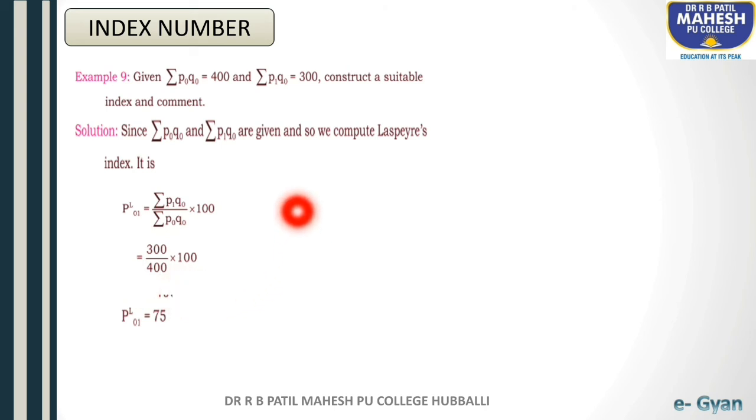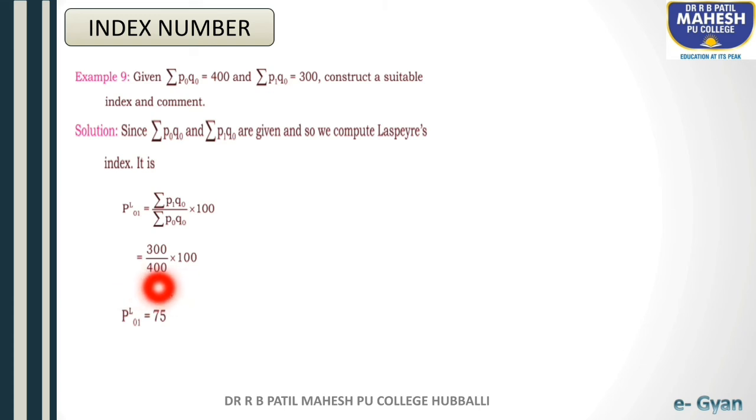Also, you have to write a comment. So what is the comment here? As you know, the base year for the index number is always 100. See here, Laspeyres is 75. So this means the price has decreased by 25%. So the comment is: 25% of price is decreased.